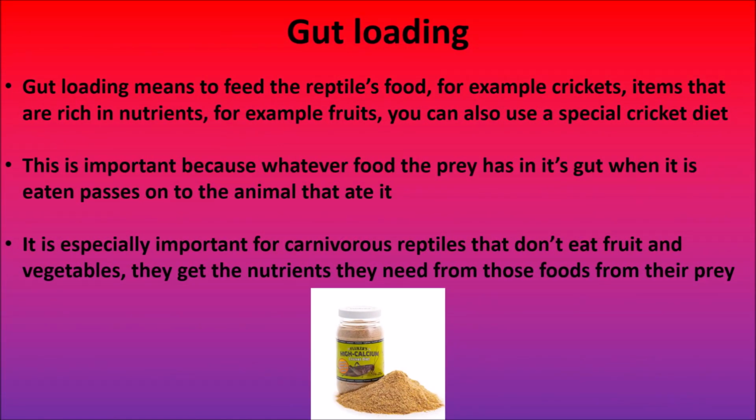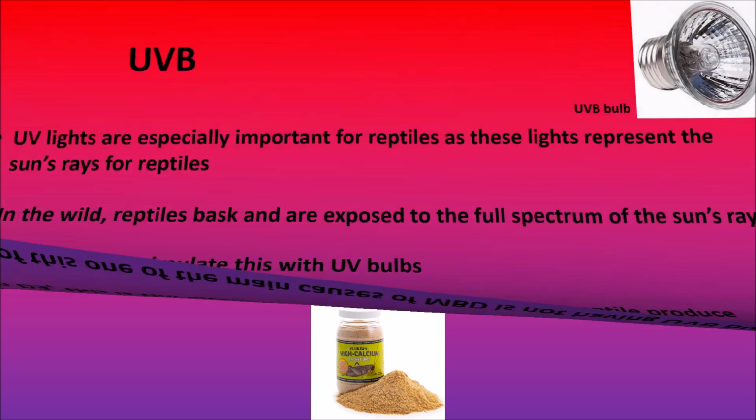Next, we have gut loading, and that means to feed the prey, for example crickets, items that are rich in nutrients, for example fruits. You can also use a special cricket diet, which you can see at the bottom. This is important because whatever food the prey has in its gut when it's eaten passes on to the animal that ate it. It's especially important for carnivorous reptiles that don't eat fruit and vegetables. They get the nutrients that they need from those foods from their prey.